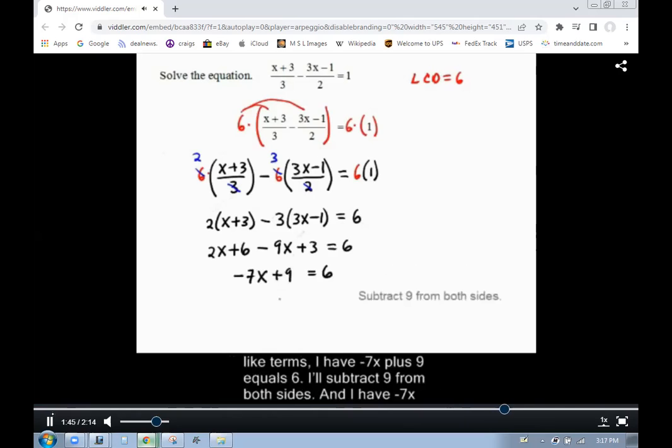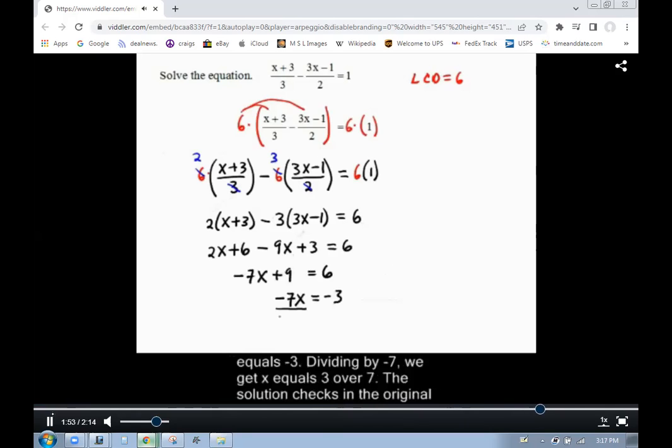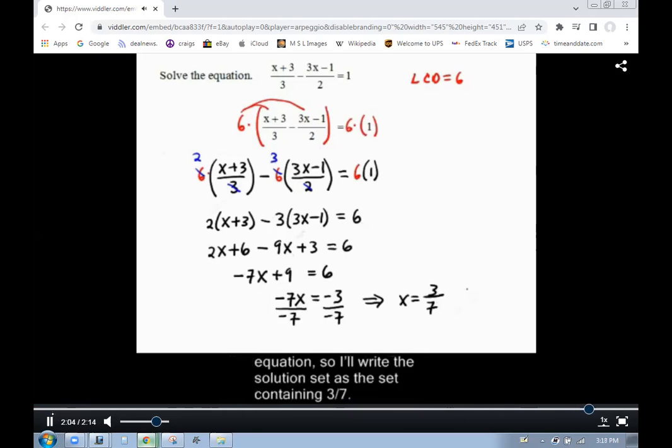I'll subtract 9 from both sides, and I have negative 7x equals negative 3. Dividing by negative 7, we get x equals 3/7. The solution checks in the original equation. We'll write the solution set as a set containing 3/7.